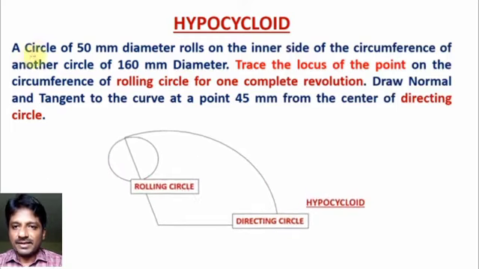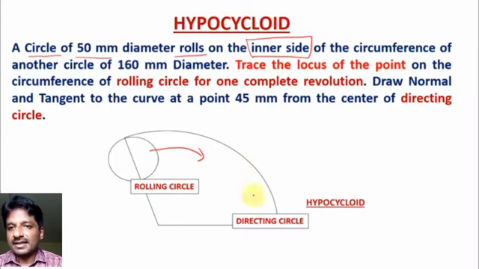A circle of 50 mm diameter rolls on the inner side. This rolling circle is on the inner side. The other circle, that is the directing circle, has a diameter of 160 mm. Trace the rolling circle for one complete revolution, and also draw the tangent and the normal to the curve at the point 40 mm from the center of the directing circle. This is the center of the directing circle.